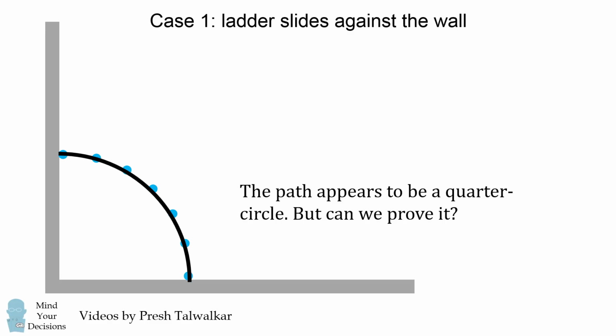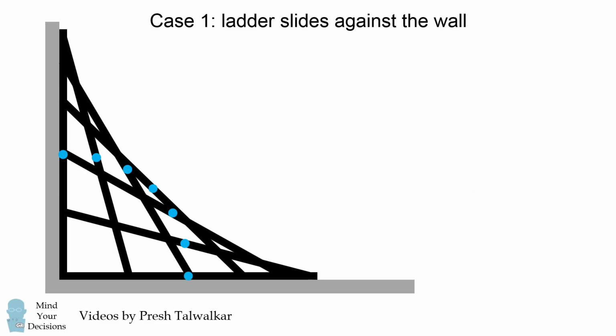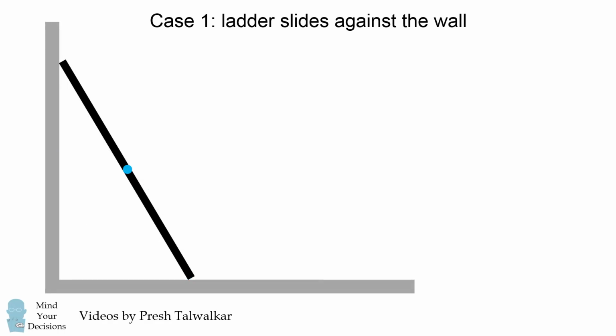But Oxford interviews, just like my videos, are about more than getting just the correct answer. It's about demonstrating your ability to think and to prove the answer. So can we prove that the path is a quarter circle? Well, in order to do that, let's go back to our sketch and consider one position of the ladder. Let's write L for the length of the ladder. Above and below the midpoint will be L over 2, because we have half the ladder's length in each direction.